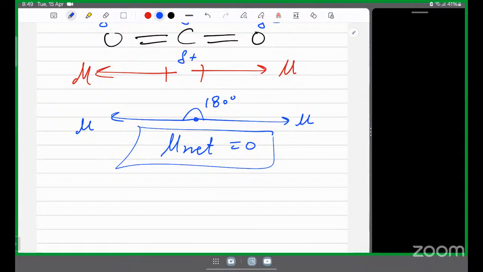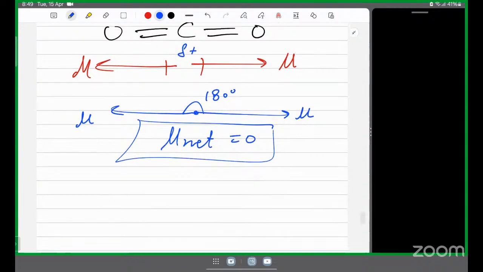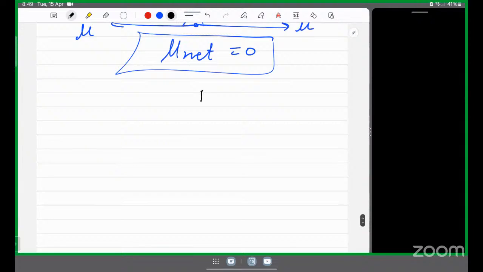If the bond is non-polar, then there is no issue at all, but if the covalent bond is polar, then we have to be careful. We have to check the geometry of the molecule. One more example is ammonia, or let me give a more easy example. H2O is a good example.